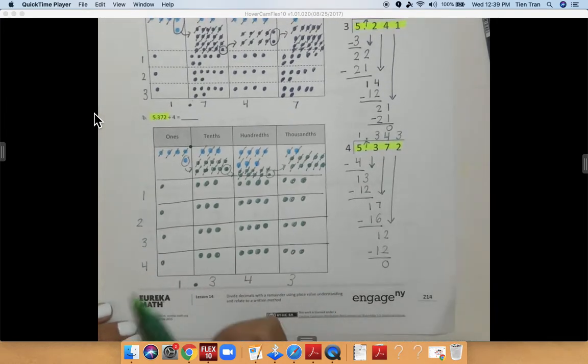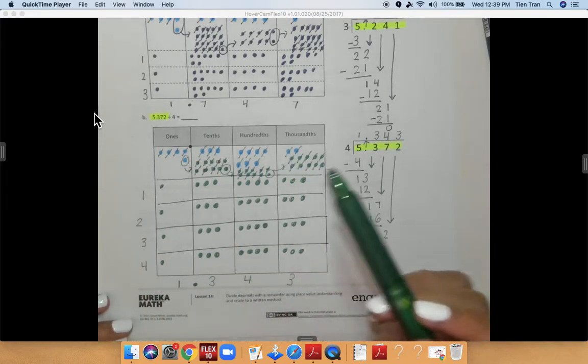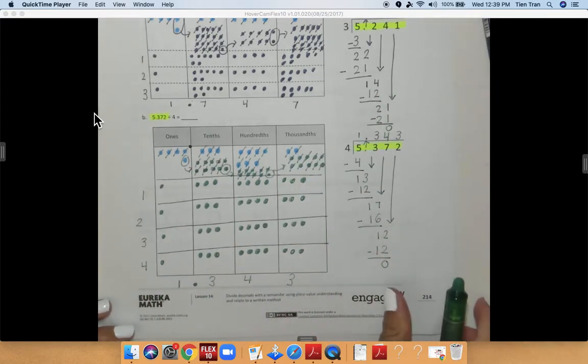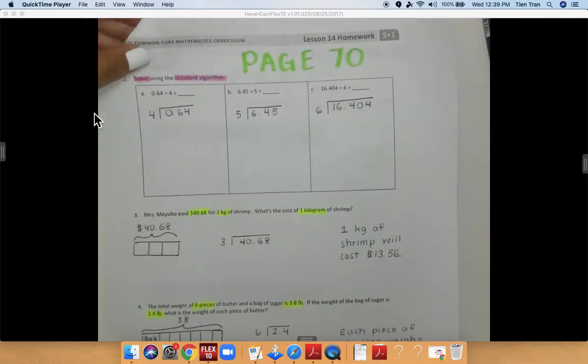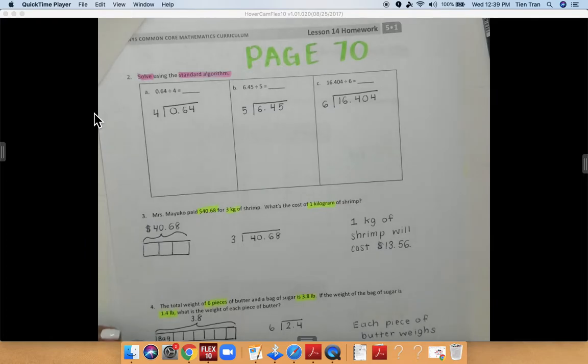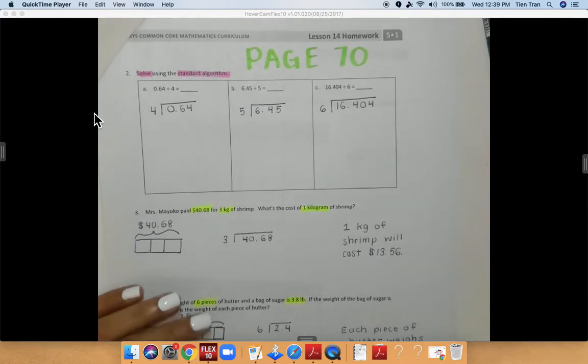Okay? So there's two ways to show how to solve decimals. You can solve it in a place value chart, or you can solve it here. Now, we're going to move on to problem number 2. It asks you to solve using the standard algorithm.